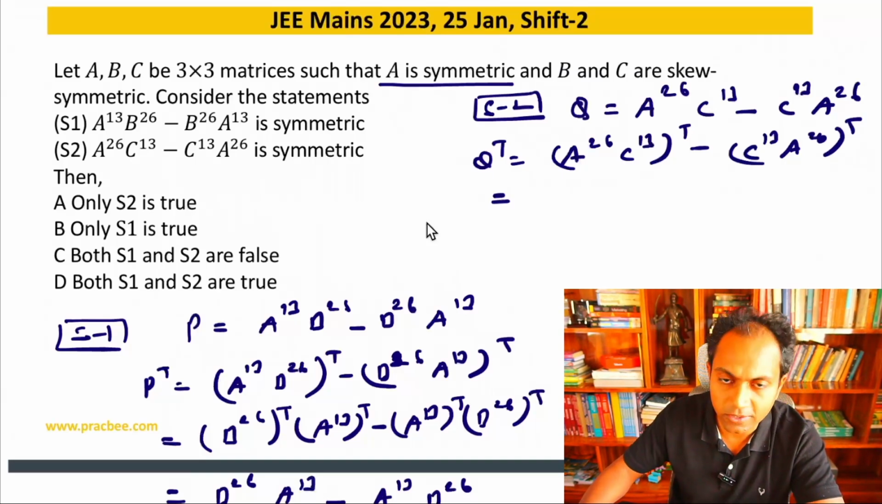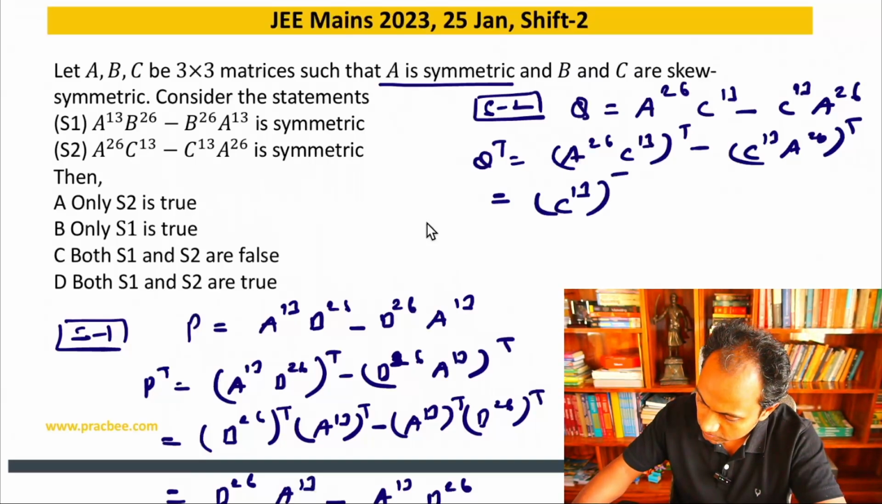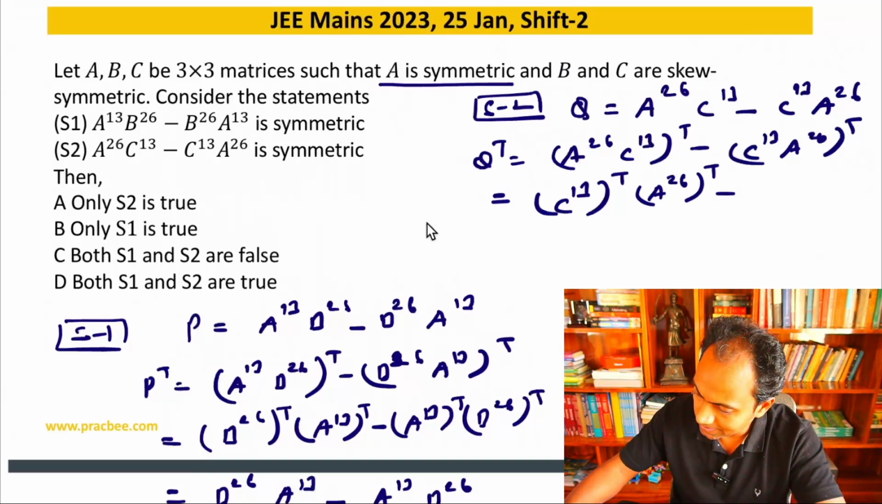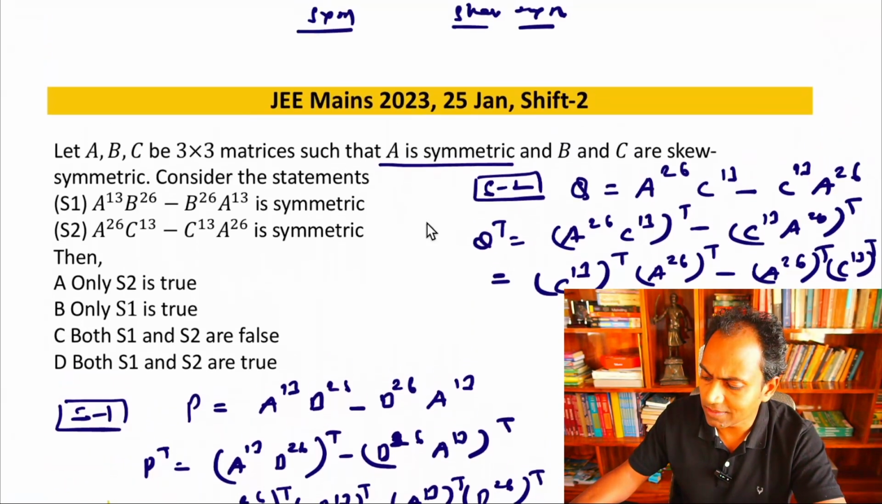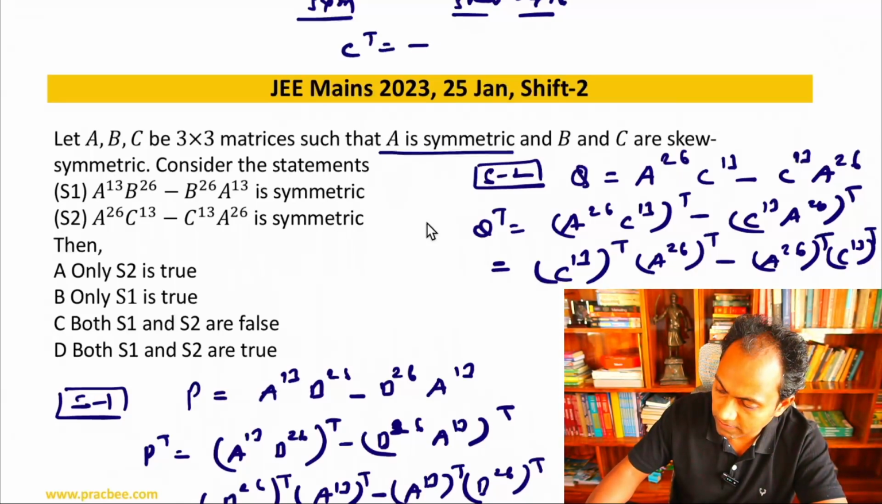Now again, if I take it over A into B, you can see that the order of terms will change. This is C13 transpose, A26 transpose, minus A26 transpose and C13 transpose. Now see, the thing that I told you earlier will again come into play. C transpose is given as minus of C. If I raise it to a power of 13, what is going to happen?